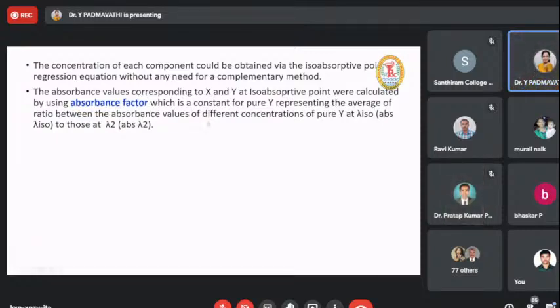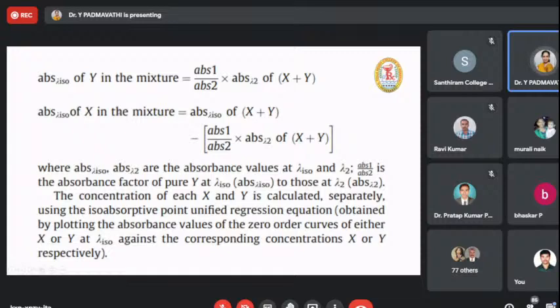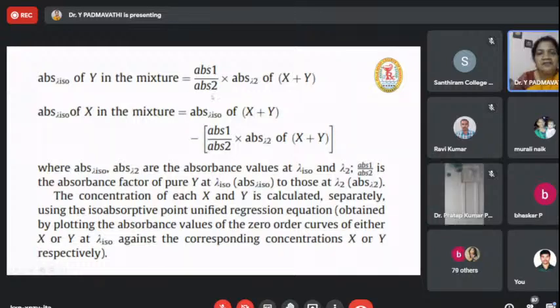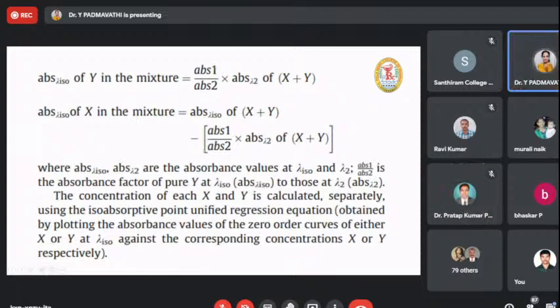So these are the equations. You're just calculating the absorbance factor, see my cursor. It's a simple ratio, like how you calculate the Q value in the Q absorbance method. Like that you are calculating the absorbance ratio. Then by substituting in these two equations, we can get the concentration of X.